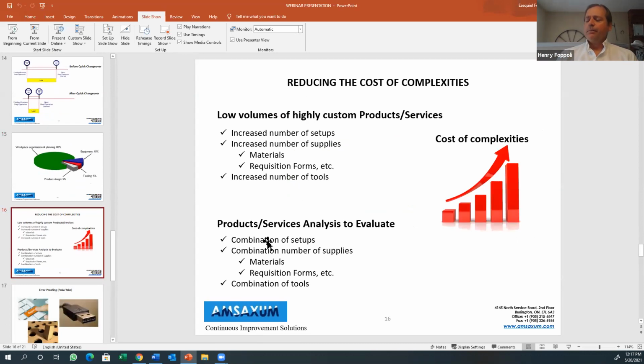Another opportunity that Lean offers is reducing the cost of complexity. The more complex a process is, the more inefficiencies, the more setups, the more materials, and the more chances to be inefficient, which leaves fewer chances to produce cost savings. Combining those steps and combining those supplies can help you to overcome the cost of complexity.